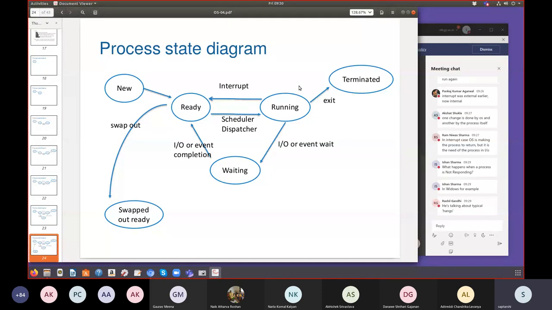That ideally should not happen. So I believe Isha's question was meant for it not responding to the user, or the user has the illusion that the process is not doing anything useful. That can happen due to many reasons. Okay, any other question?